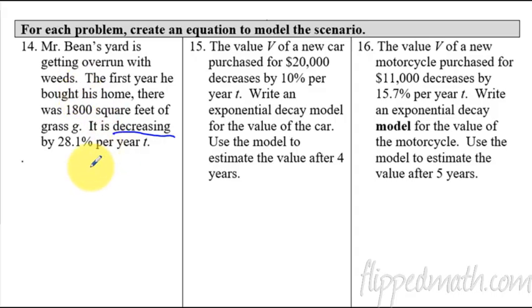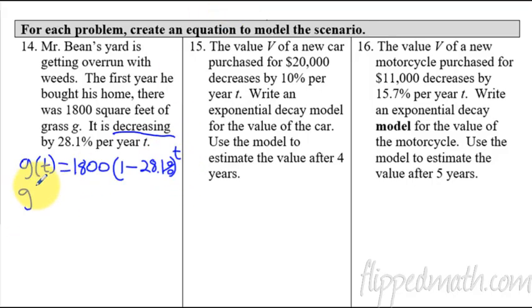All right, so this g and t just helps us figure out what we're going to do for our variables. We're going to say g of t equals, okay, so now what do we do here? We're going to be decreasing. The initial amount is 1,800. And then I'm going to have a parentheses, close the parentheses, raised to t. My variable t is time, it's my exponent. So if it's decreasing, I start with a number 1 and I subtract something. What am I subtracting? 28.1%. So I got to change this percent.